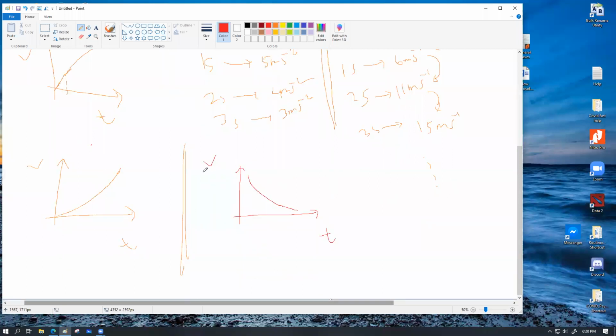So how would you describe this graph? Once again, for the last time, the object is decelerating and the value of deceleration decreases, or you can also write the object is slowing down, but it is slowing down more slowly over time.